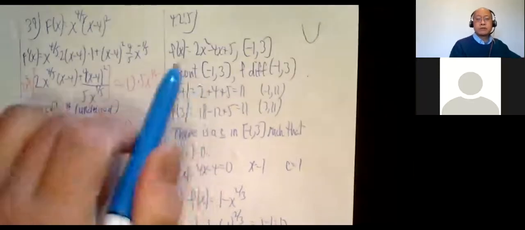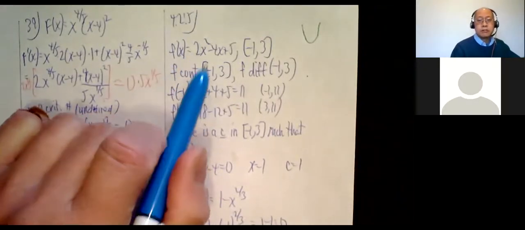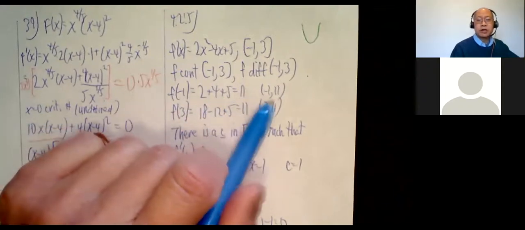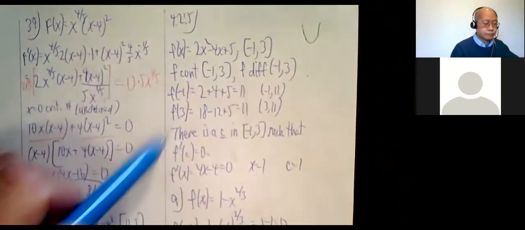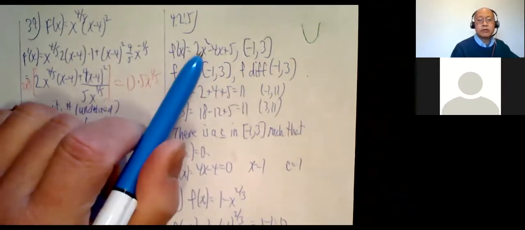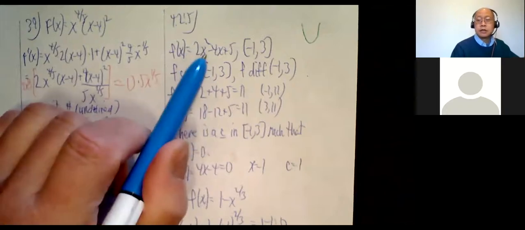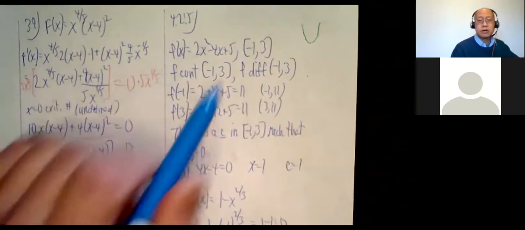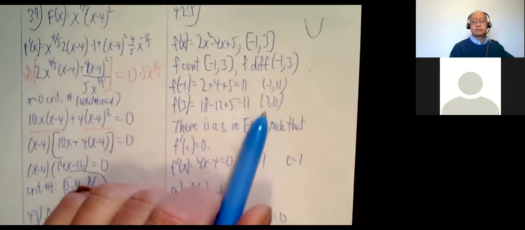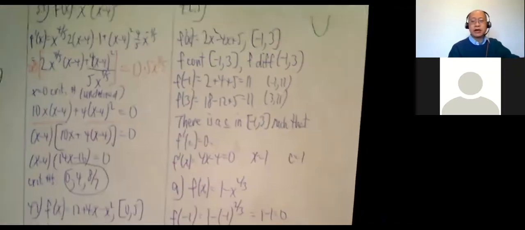So I plug in -1. 2 times -1 squared is 2. -4 times -1 is 4, plus 5, 11. -1 comma 11. Plug in 3. 2 times 3 squared. 3 squared is 9. 2 times 9 is 18. -4 times 3 is 12. Plus 5, also 11. 3, 11. So yes, hypothesis 3 is satisfied.